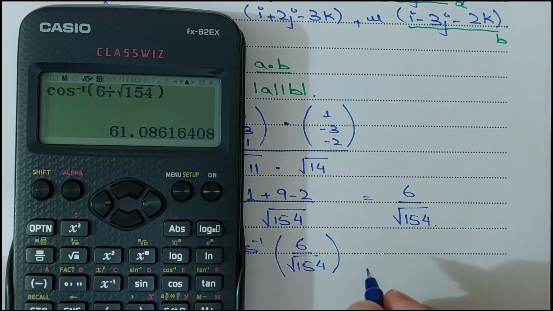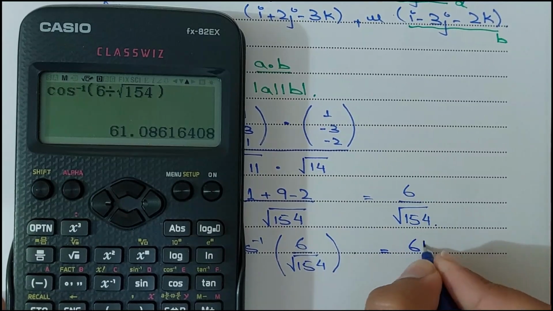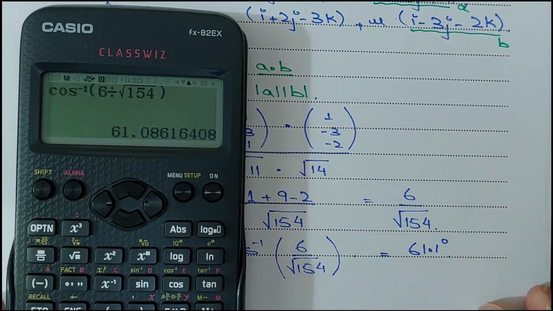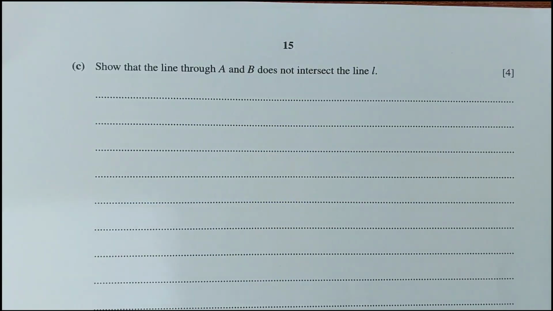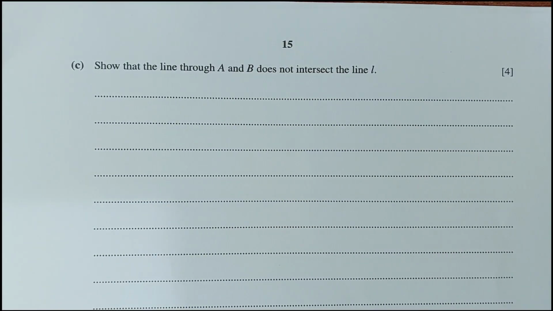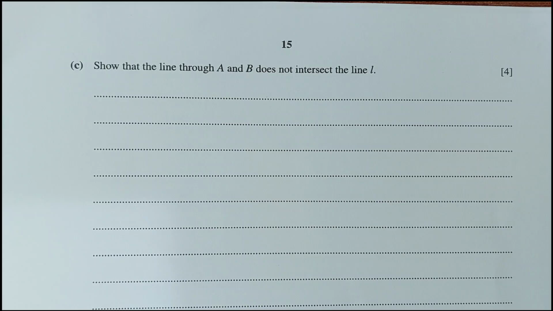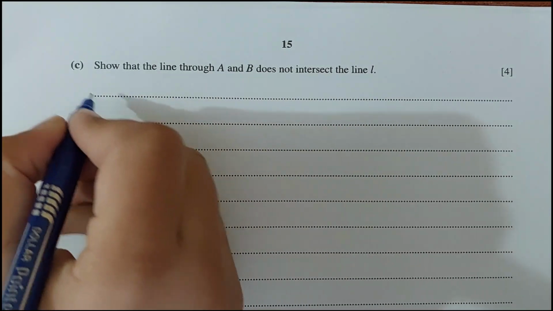61.08, so we can say 61.1 degrees. This is the acute angle between the directions of AB and L. Now for part C, show that the line through AB does not intersect the line through L. So first we have to write down the line through AB.